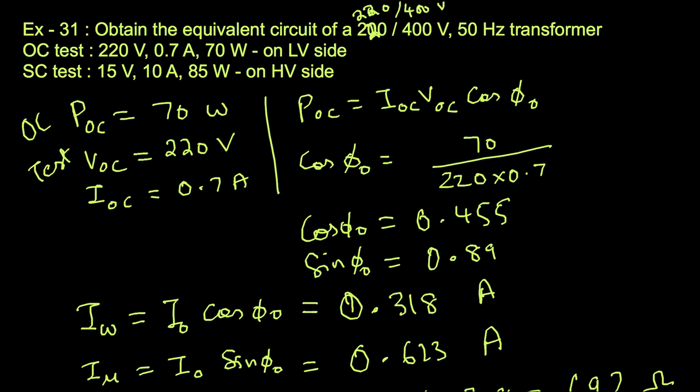Now let's look at the short circuit test data: 15 volts, 10 amperes and 85 watts. This is done on the high voltage side. If I denote this as the primary and this as the secondary, the values that I'll be getting will be R02 and X02. So what do we do now? We have 10 amperes and 85 watts.